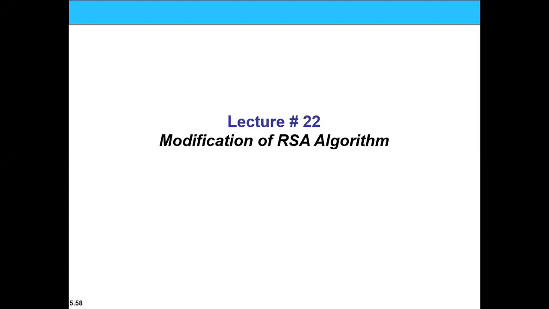Today is our 22nd lecture of public key cryptography. In our last class, we discussed RSA, some examples, some of its implementation, and the correctness proof of RSA. Today, we will discuss some modification of RSA over non-commutative structures. I mean to say RSA over matrix algebra.